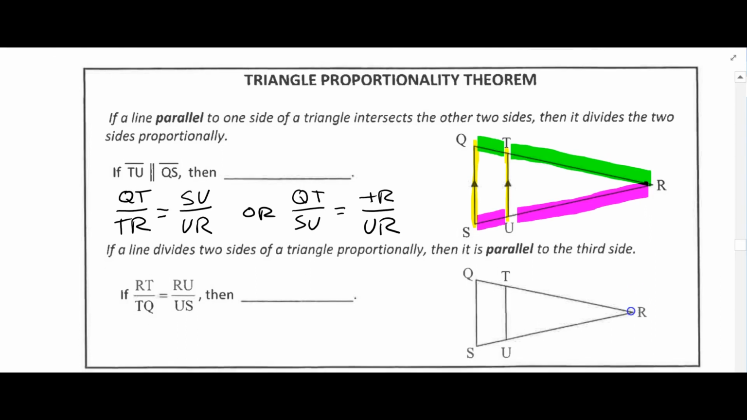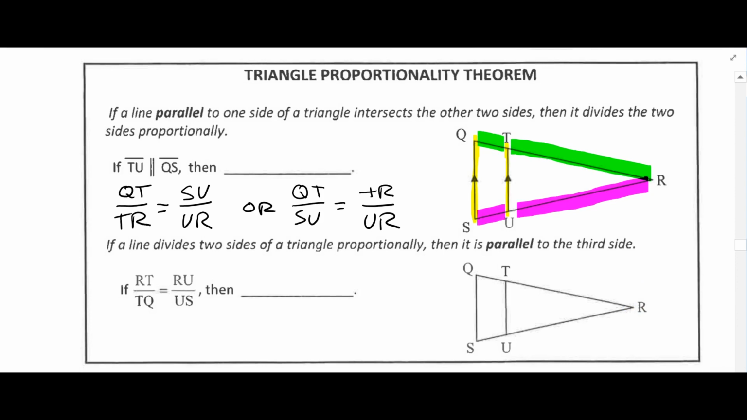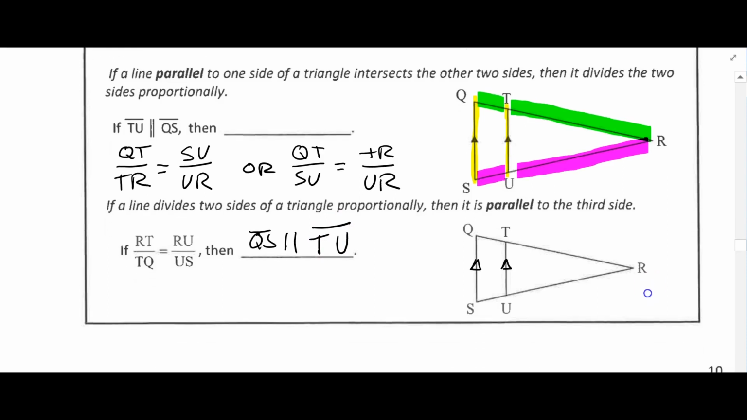All right. Now the other part of this is going backwards. This is the converse. So now it says if a line divides two sides of a triangle proportionally, then it is parallel to the third side. So for the first one, we knew these two sides were parallel, and then we could say that these proportions were true. Now we know the proportion is true, so since that's true, we know that these two sides are going to be parallel. So we have segment QS is parallel to segment TU. All right, that's the triangle proportionality theorem.